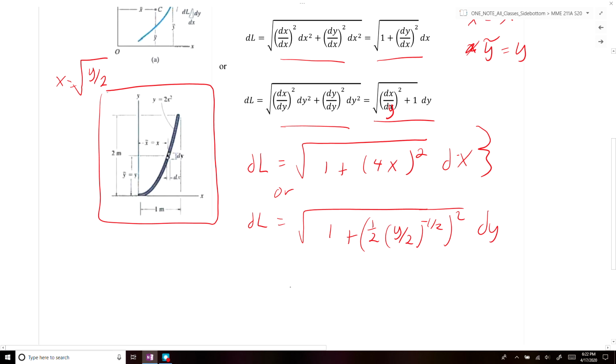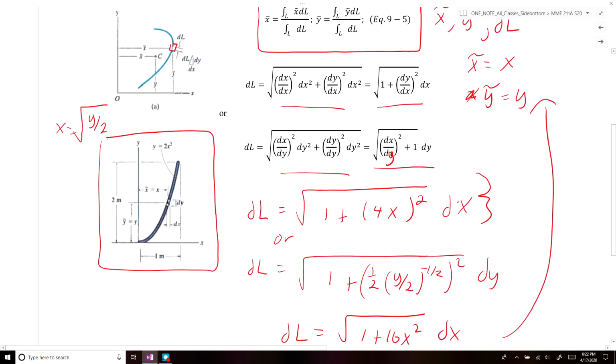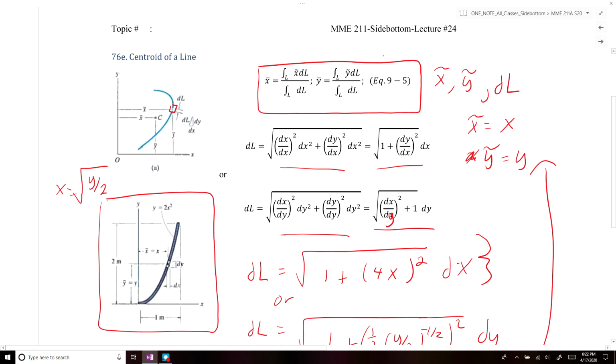So we can say that dL would be equal to the square root of 1 plus 16x squared dx, and that would be plugged into our equation 9.5, and we'd be able to solve for the centroid of our line.